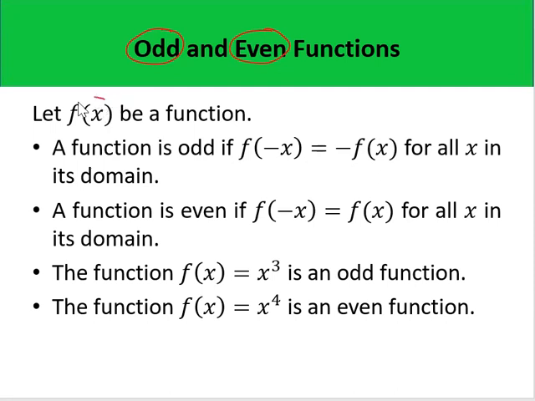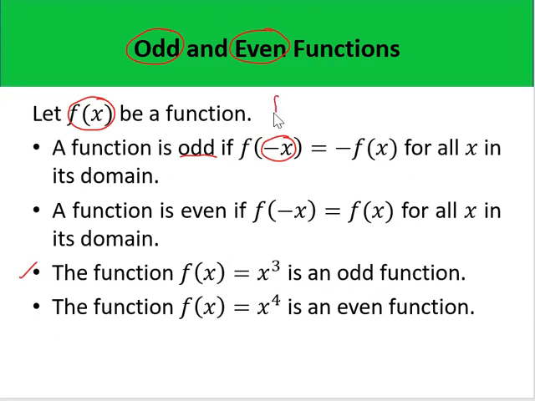Let f of x be a function, and we say that this function is an odd function if, when f is evaluated at negative x, it's equal to the negative of f of x for all x in its domain. For example, the function f of x equals x cubed is an odd function.